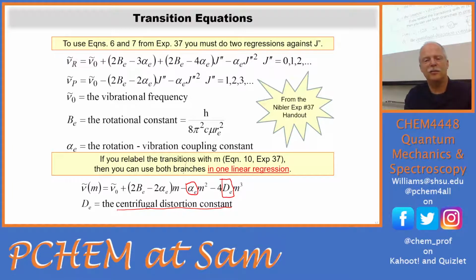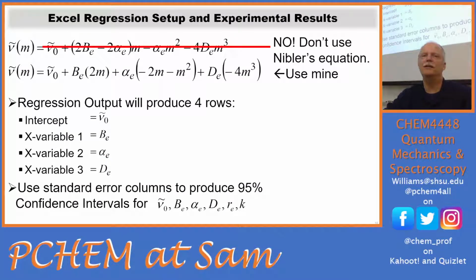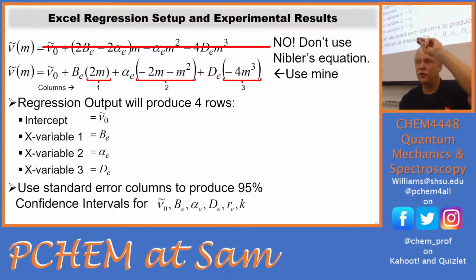What I don't like about this equation is this piece right here. My constants are combined together in front of that M value. So I'm going to rearrange this equation, and I'm going to say, don't use Nibbler's equation, use mine, okay? Because what this allows us to do is create a linear regression with columns 1, 2, and 3. We're going to assign our J values for the P branch and the R branch, and then use those definitions that M is minus J for the P branch and J plus 1 for the R branch. And so we're going to have a column of M values for every frequency in the spectrum.